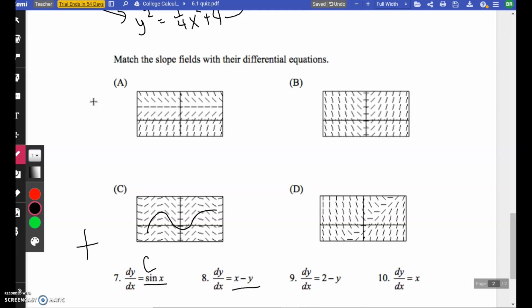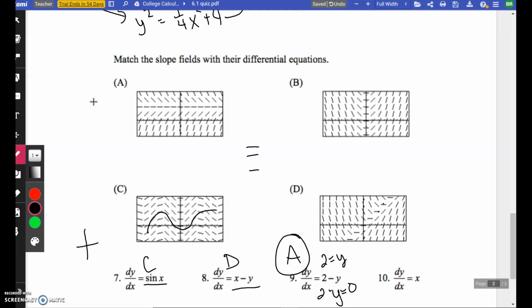Here we've got y minus x, so if I plug in 0, 0, 0, 0 is going to give me 0. If I go to 1, 1, I also get 0, 2, 2, I also get 0, and so on. So that means that one is D. 2 minus y. So a lot of times I think about where does that equal 0, because I can see where those little hash marks are level. So y equals 2. So I can see that that one is A.